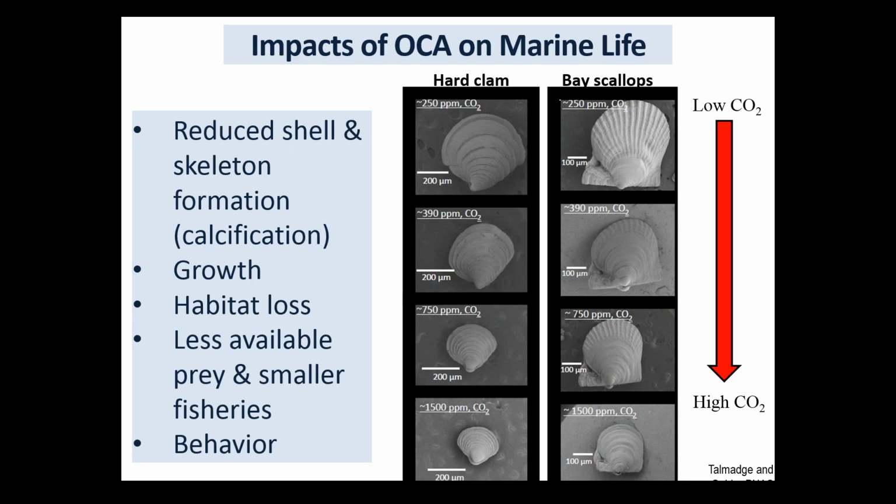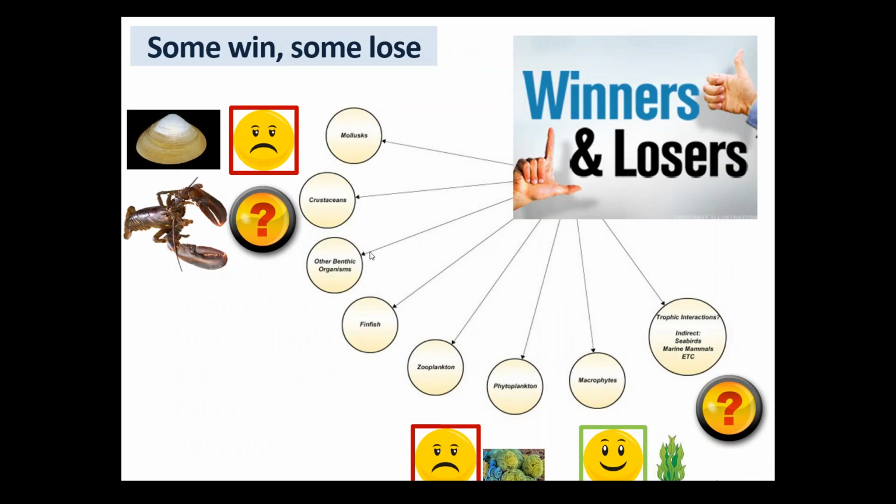So we know that there are some bad impacts of ocean and coastal acidification on marine life, with reduced shell and skeleton formation, habitat loss, less available prey and smaller fisheries, and changes in behavior. So a number of different responses, often studied on the individual species scale. And there are going to be some winners and losers, and there are some pieces that we're not sure about.